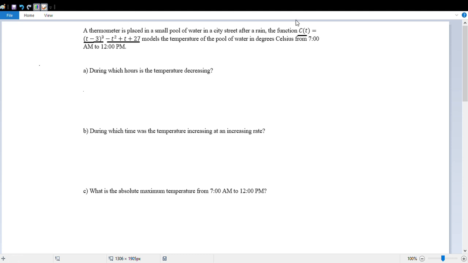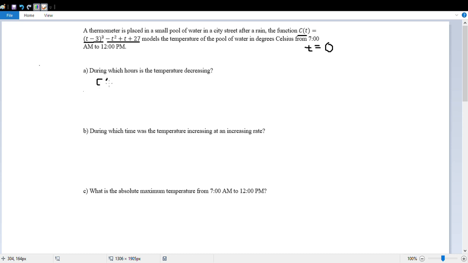We'll let t equals 0 be 7 a.m. So that's going to be t equals 0. So t equals 1 hour would be 8 a.m. Okay, our first question for this is during which hours is the temperature decreasing? So we know that a function will be decreasing whenever its derivative is negative. So that's exactly what we're going to do.